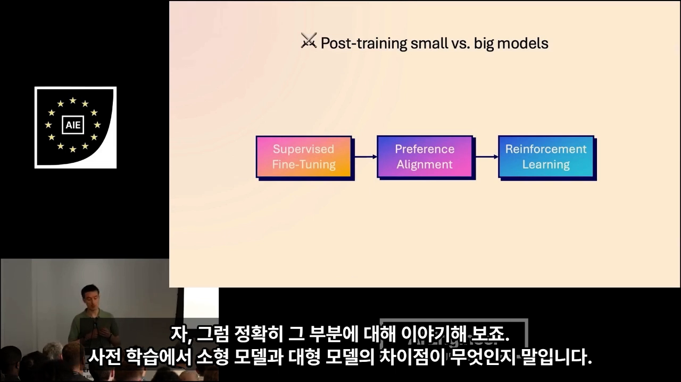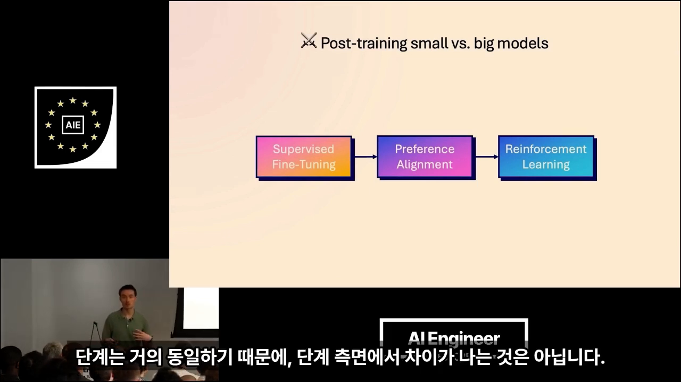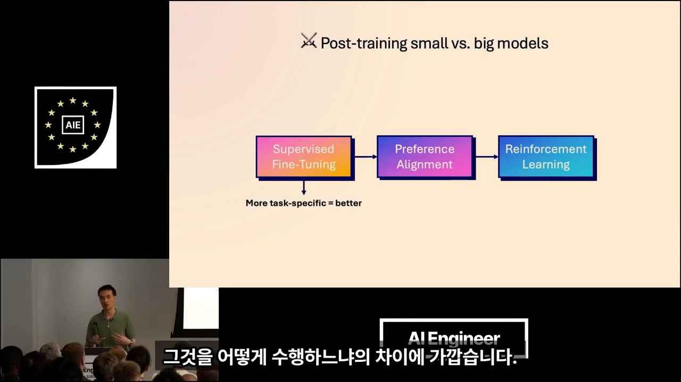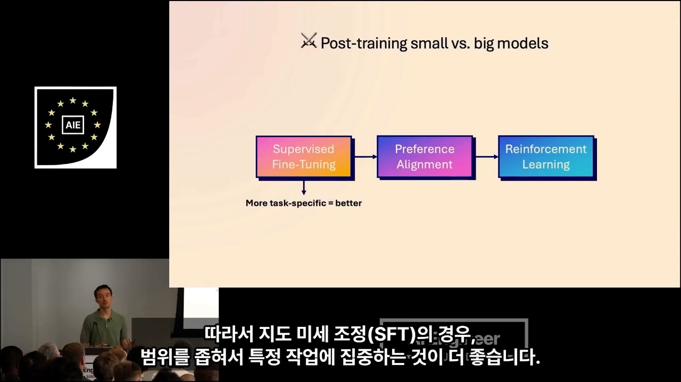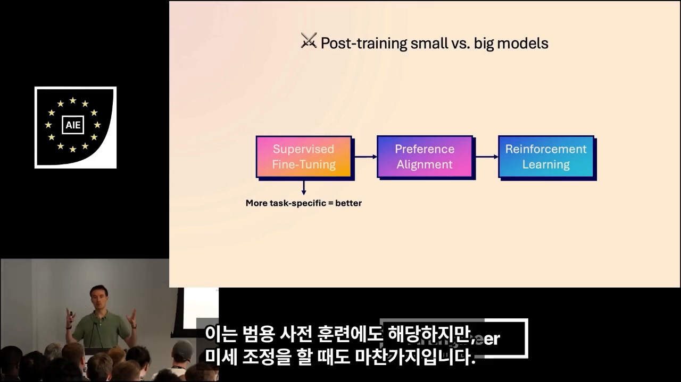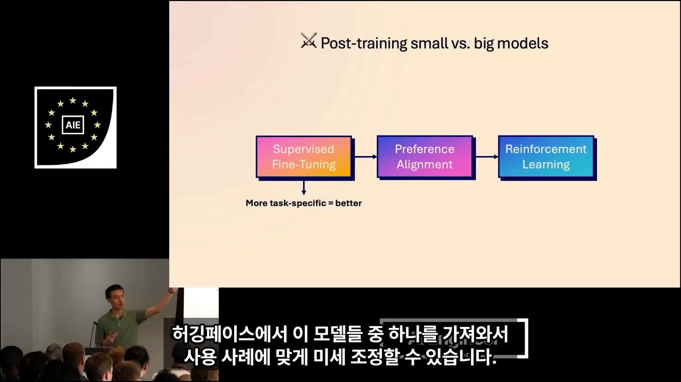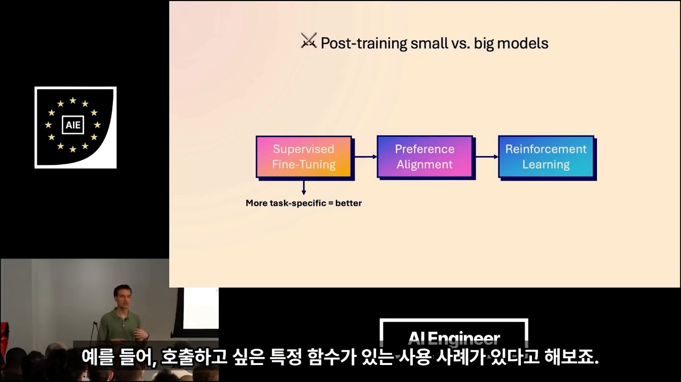All right, let's talk exactly about that. Post-training small and big models, what's the difference? We have pretty much the same stages. So this is not really in terms of stages that we see a difference. It's more about how you do it. So for supervised fine-tuning, it's better if you're actually quite narrow and you focus on some task. It's true for general purpose post-training, but it's also true if you do fine-tuning. So you can take one of these models on Hugging Face and just fine-tune it for a use case. And for example, you have a use case where you have a particular function that you want to call.